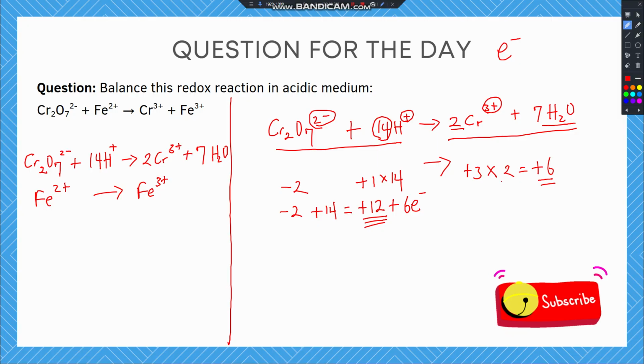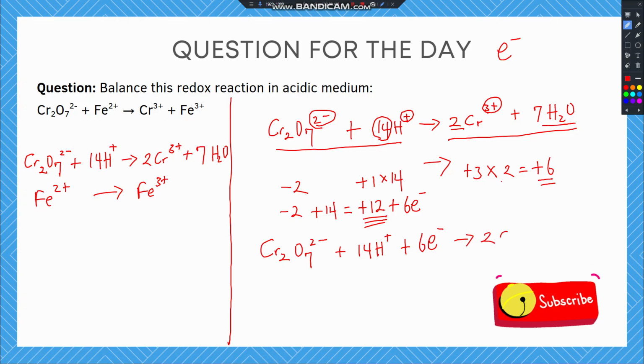So now denoting that in the equation, it becomes Cr₂O₇²⁻ + 14H⁺ + the 6 electrons we are adding, giving us 2Cr³⁺ + 7 molecules of water. And then the second equation becomes Fe²⁺ yielding Fe³⁺.